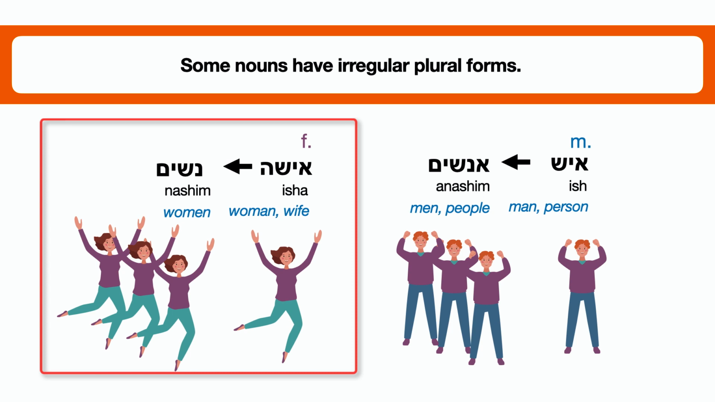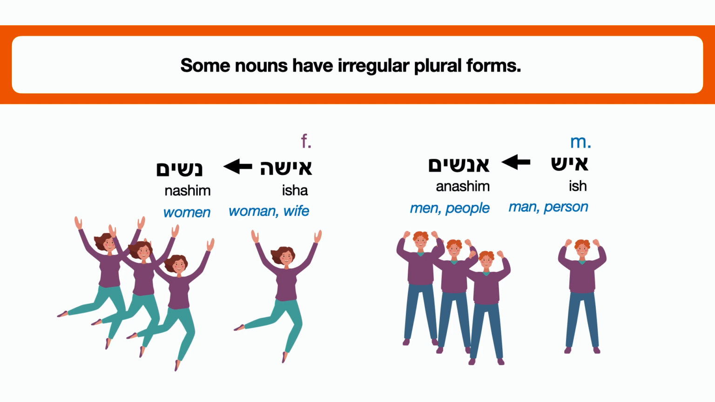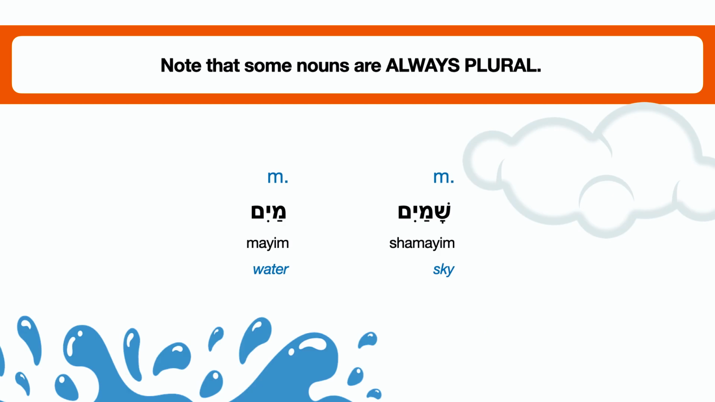And same for isha. Okay, isha means wife or woman. And to make it plural, it becomes nashim. Okay, doesn't become ishot. So isha, nashim. So these are just some examples of nouns that have irregular plural forms. And note as well that some nouns are always plural. Okay, like shamayim. Shamayim means sky, and mayim means water.